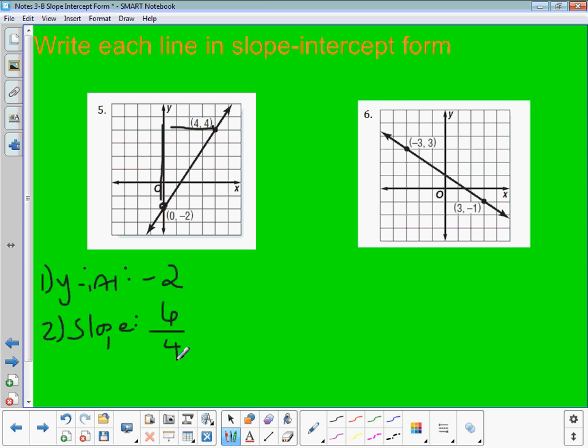I can actually reduce that fraction. Both the top and the bottom are divisible by 2. So 6 divided by 2 is 3, 4 divided by 2 is 2. So my slope is 3/2.